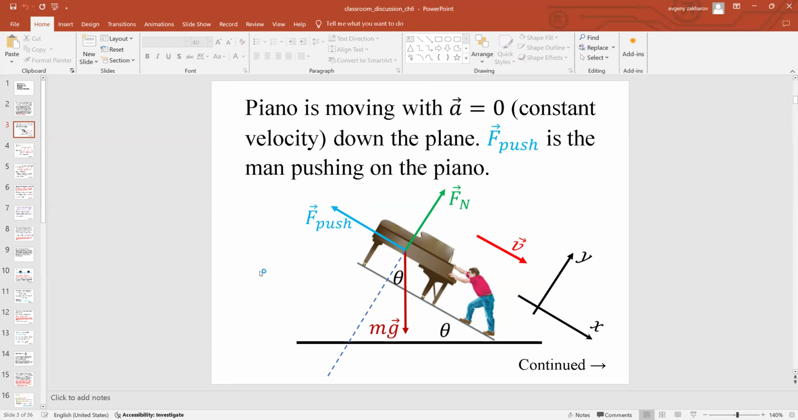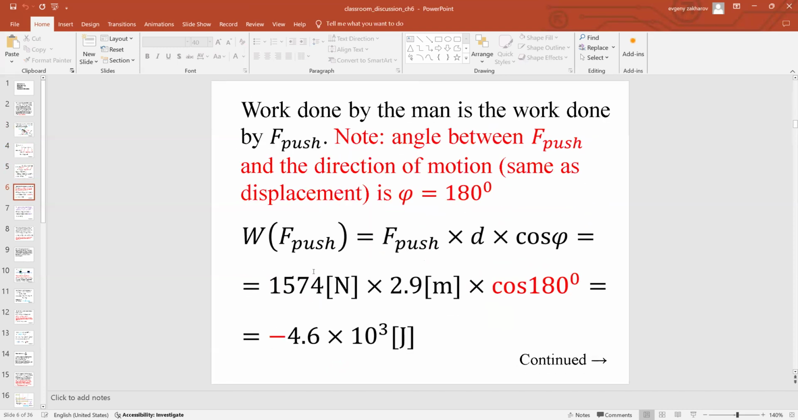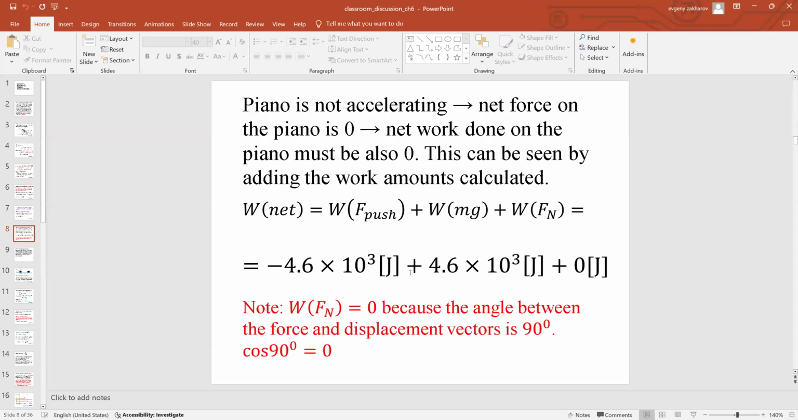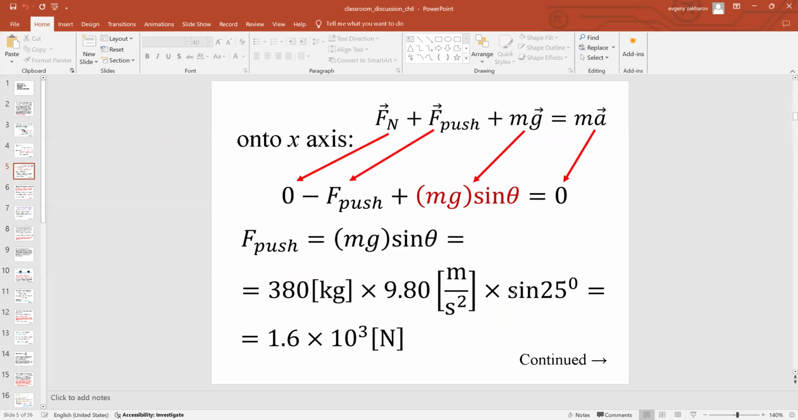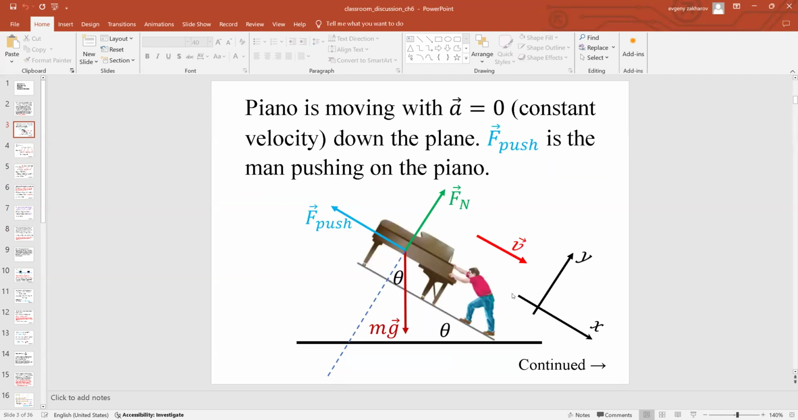And the work done, the net work done, should also be 0. And that's exactly what you get from the calculations. The net work is 0. Change in kinetic energy is 0. So we haven't violated any principles while doing the calculations.